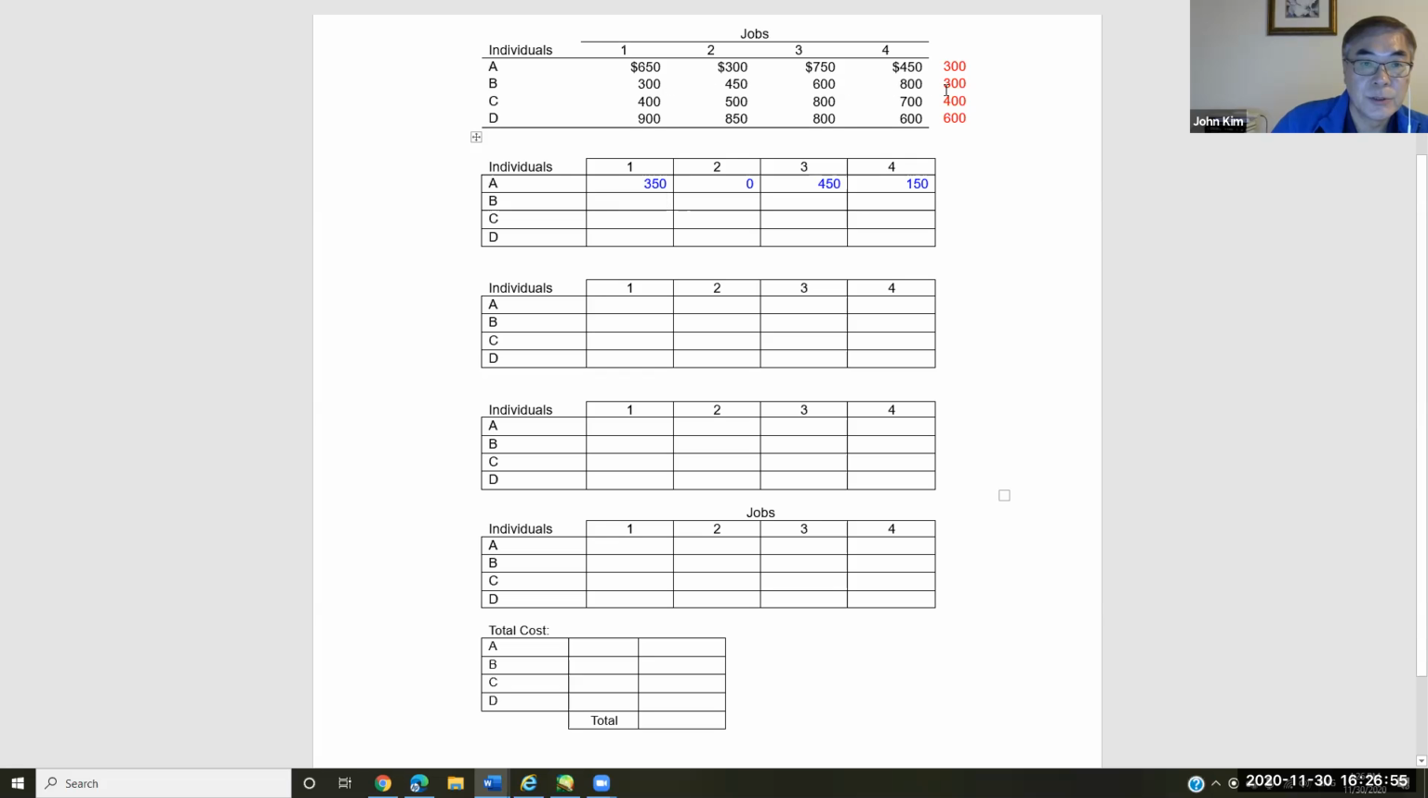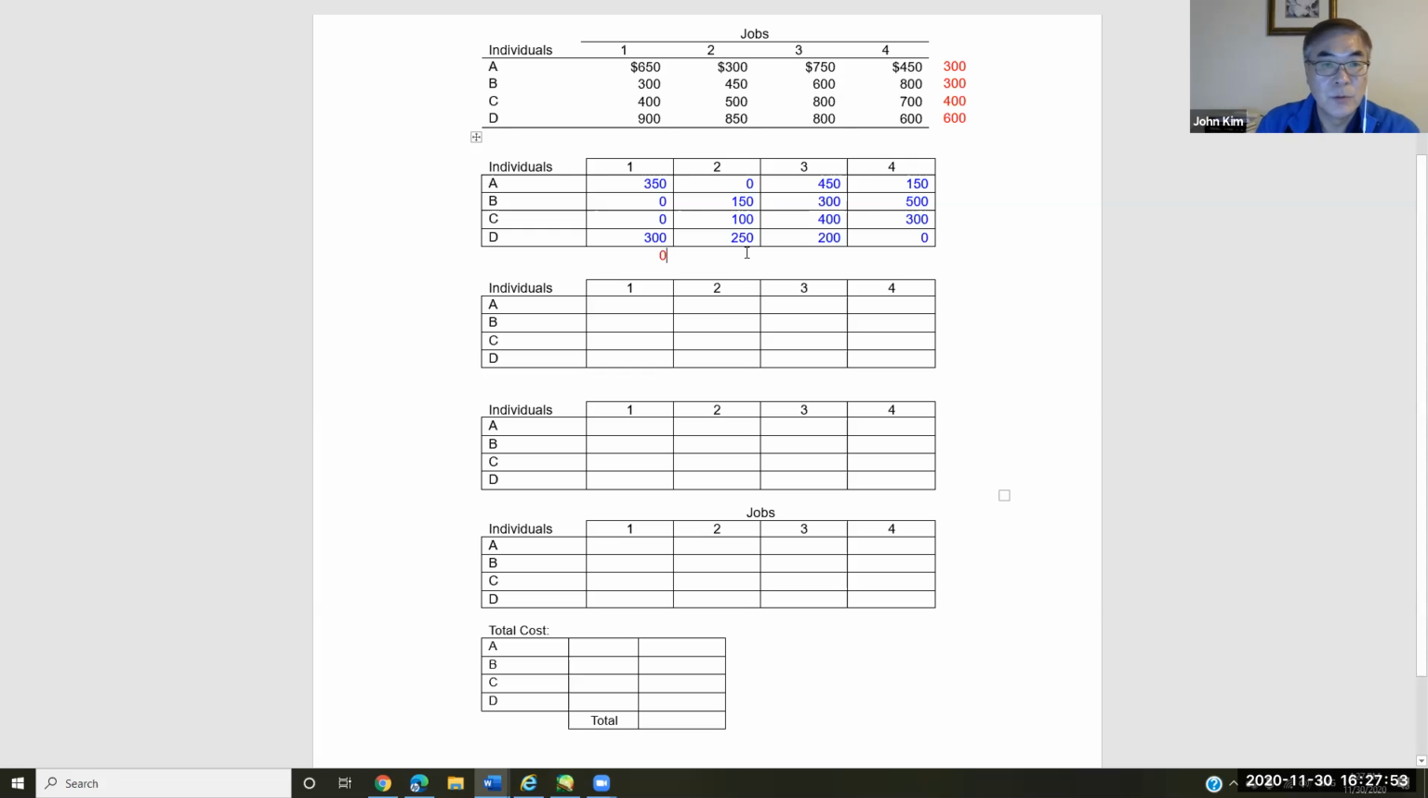Then 300 minus 300 is 0, 150, 300, and then the next row, 400 minus 400 is 0, 500 minus 400 is 100, and 400, 300, and next 900 minus 600 is 300, 250, 200, 0.